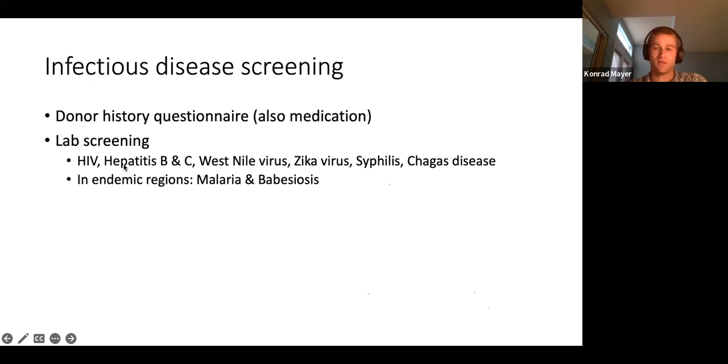So depending on where you are and what infectious diseases are around, the labs often screen the blood products for different diseases. Common diseases that are screened for are HIV, hepatitis B and C, West Nile virus, Zika virus, syphilis, and Chagas disease. And in some regions, malaria and babesiosis are screened for too. And these would all prevent the blood from being used.